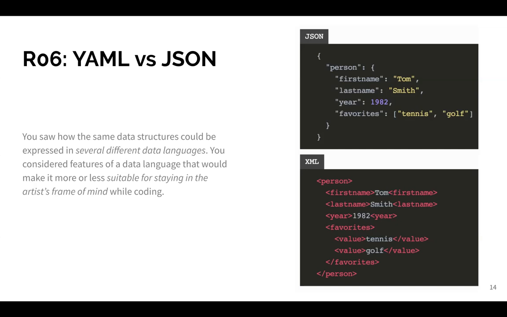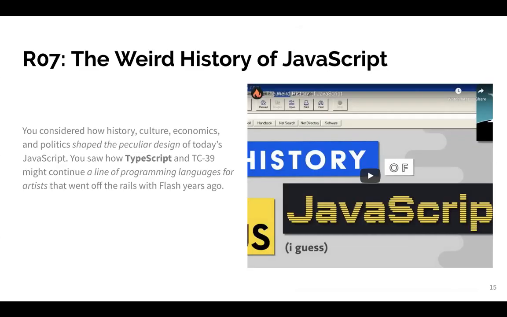They were computer languages, data languages. Well, I guess JSON happens to be embedded inside of JavaScript. In reading 7, you got a taste of the weird history of JavaScript in a way that sort of suggested a potential future for it.